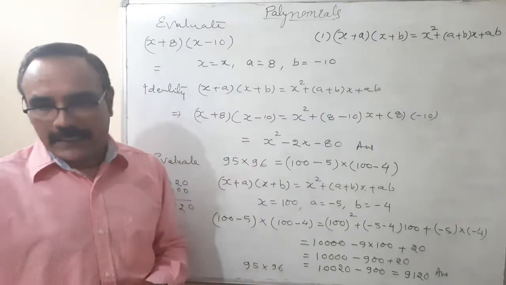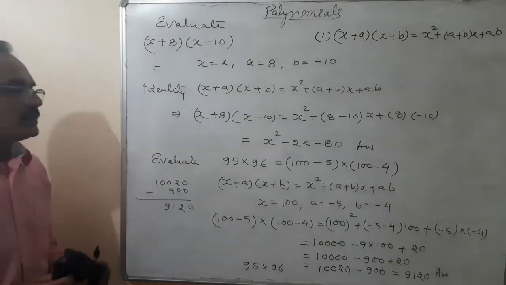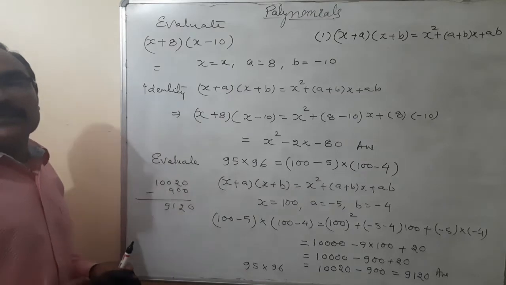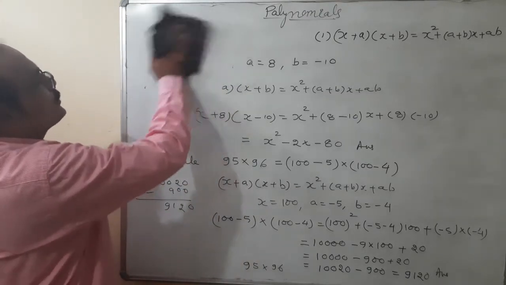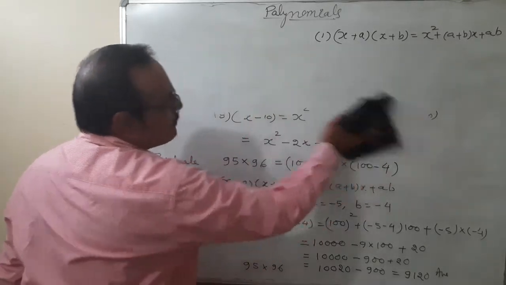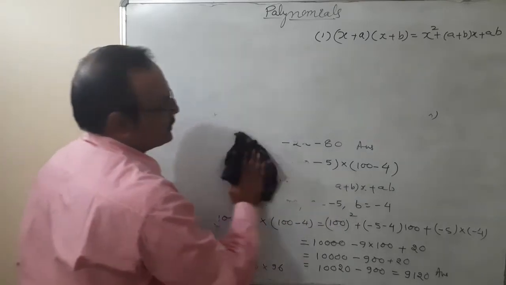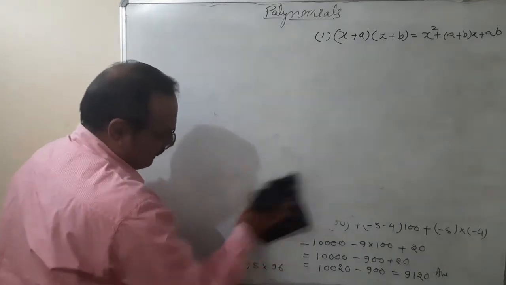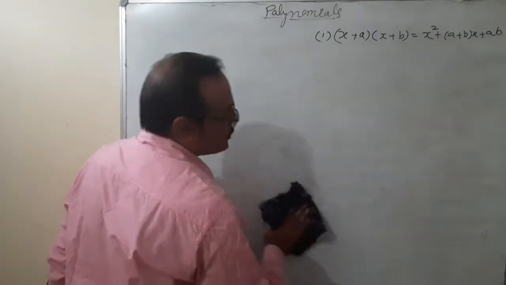Now I am taking the second identity, that is x plus y and x minus y. I think you are aware of that. A plus b, a minus b is a square minus b square. So using this identity, I will take some questions.